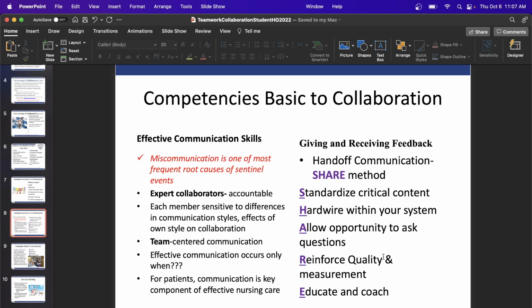If a sentinel event occurs in our healthcare settings, we are required to report it, because hospitals take money, right? We get funding from the federal government. We also get funding from our state, our local government.